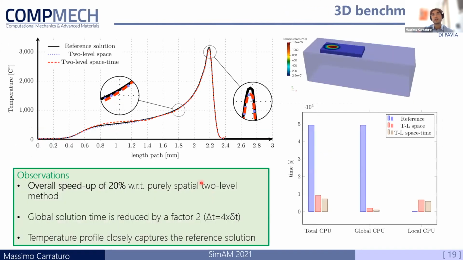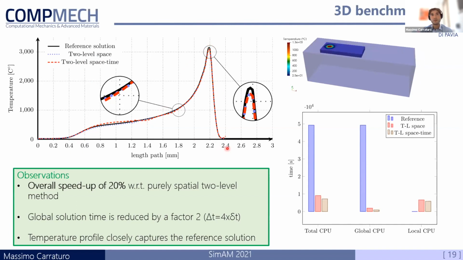We have also computed a three-dimensional benchmark. In this case, we have also computed a reference solution obtained by the standard finite element method with a very fine discretization and time step size. We have compared the temperature plot of the reference solution with the result obtained with the classical two-level method only in space, and the new implementation of the two-level method in space and time. As we can see, both temperature profiles closely recover the reference solution.